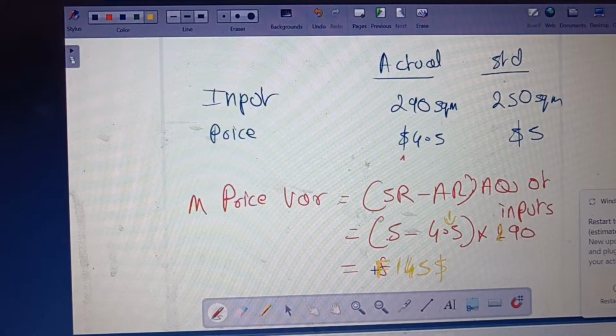It typically means that somewhere down the line, the purchasing manager has purchased the inputs at a lower quality. Maybe he got an offer, he got a lesser price. He used a substandard material. You can say that. That is why the purchase price variance is favorable.